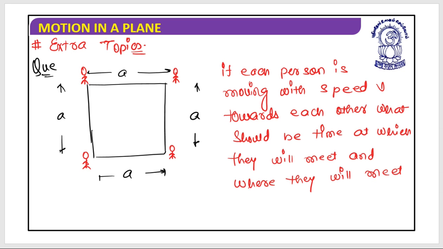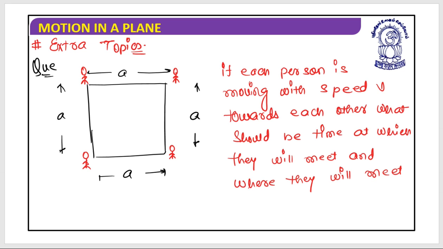So go through the question very carefully. This is a tricky question. They say that there are 4 persons standing, each one at each vertex, and suppose each person has started moving with a speed v. When they say with a speed v, that means the speed is fixed, no acceleration could be there, and everyone will be moving with the same speed towards each other.